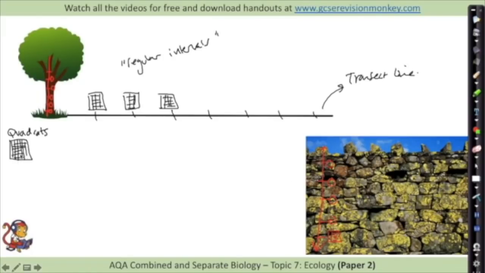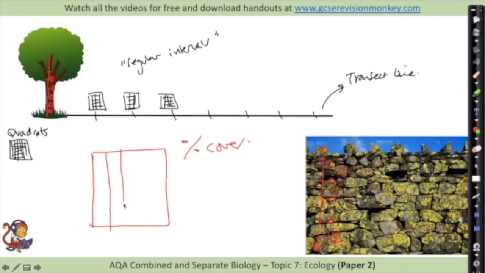With a quadrat, not only might you want to count the number of organisms, but for some organisms this is particularly difficult. Instead, you might want to calculate the percentage cover in the quadrat. You may well be asked to do that in the exam. So, for example, if I draw a very small, simple quadrat that is 5 squares by 5 squares, in total there are 25 squares.